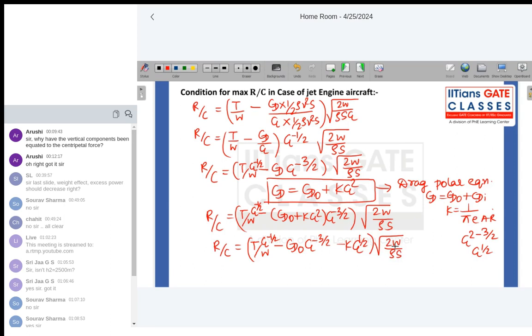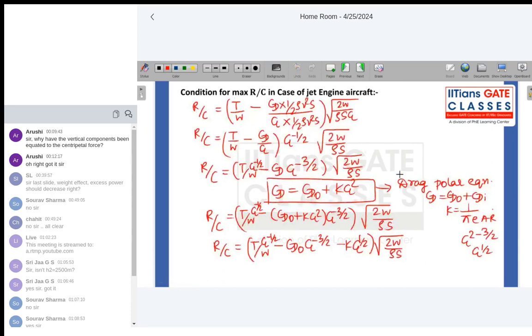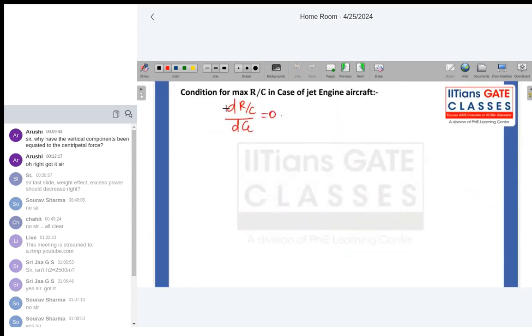So for maximum rate of climb, here the only variable quantity is CL, the lift coefficient. So if I differentiate with respect to CL and equate it to 0, I will get the condition for maximum rate of climb. So if I differentiate this equation with respect to CL and equate it to 0, we get the condition for maximum rate of climb. So now first we differentiate the first one. So thrust by weight. Directly you can tell, differentiate. What will be the condition?